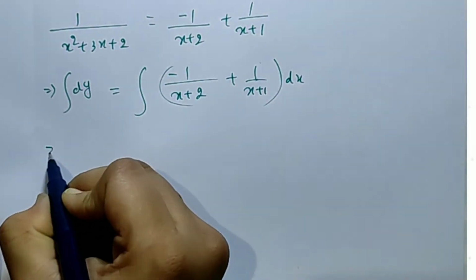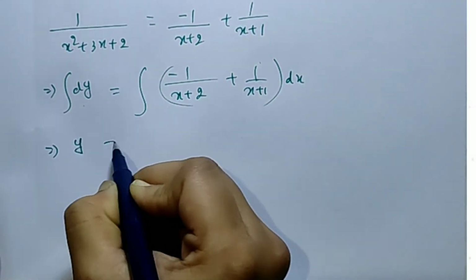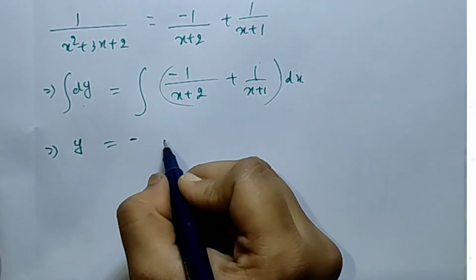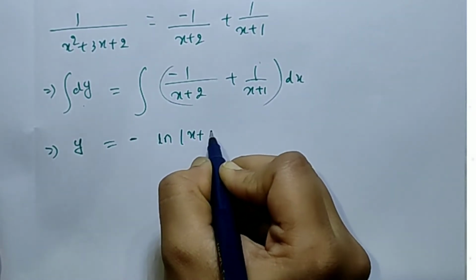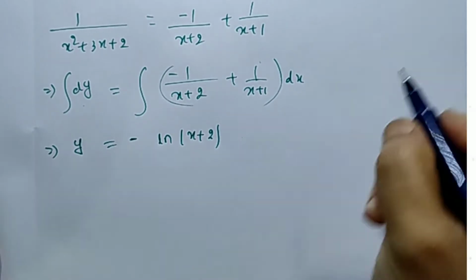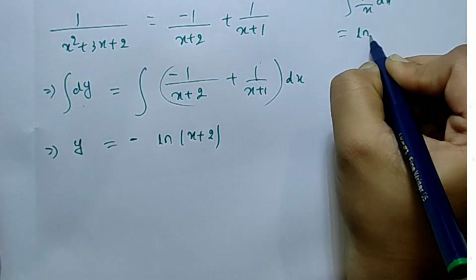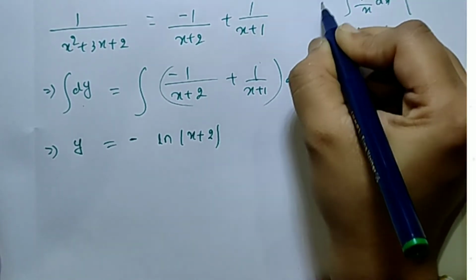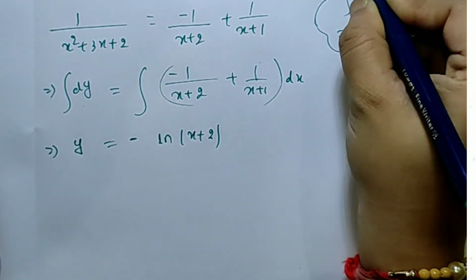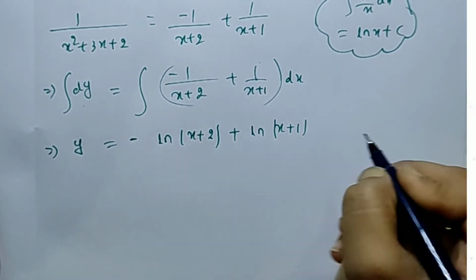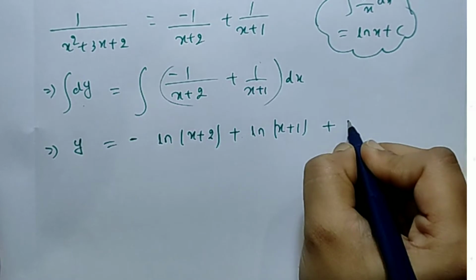So now integration of dy will be y is equal to minus, is the sign, integration of 1 by x plus 2 will be ln |x plus 2|. Okay, we already know that integration of 1 by x dx will be ln x plus c. We are applying this formula as well. Plus ln |x plus 1| plus c.